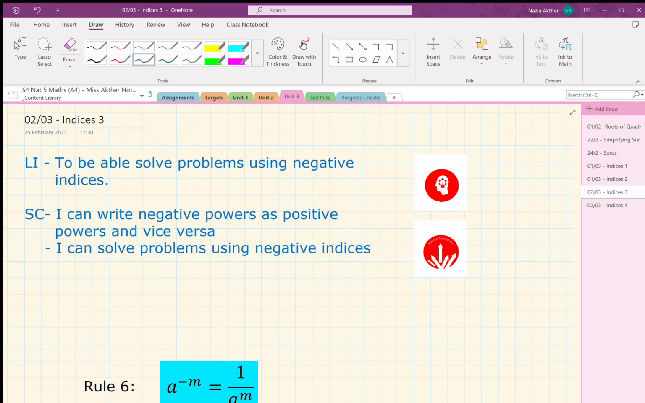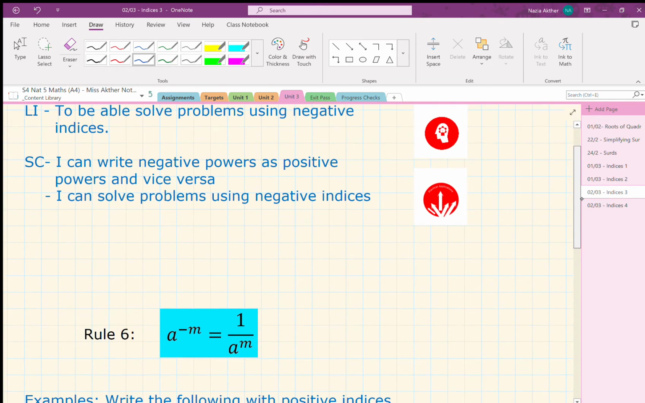So far in the topic indices, we've looked at how to add, subtract and multiply indices or powers. In this video, we are going to look at how to solve problems using negative indices. To do that, we need to know first how to write negative powers as positive powers and vice versa. And once we know how to do that, we can solve problems using negative indices. So let's first look at the rule that tells us how to do this.